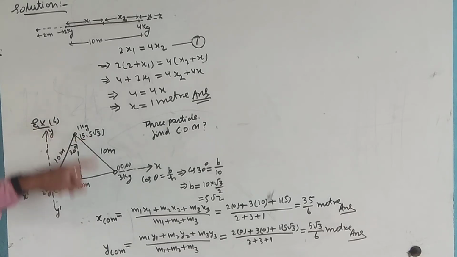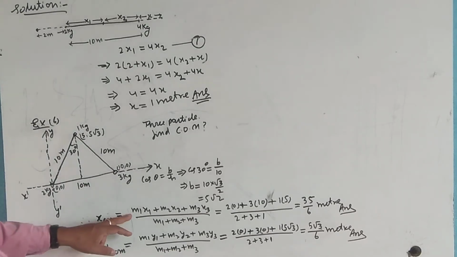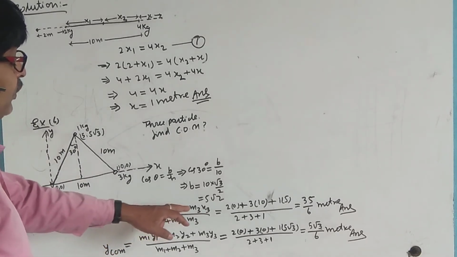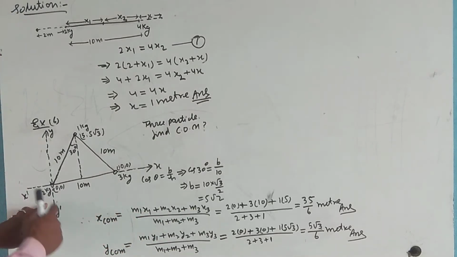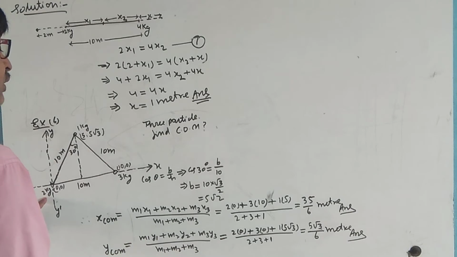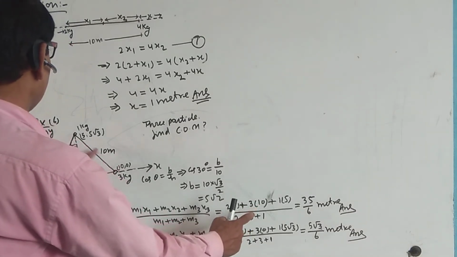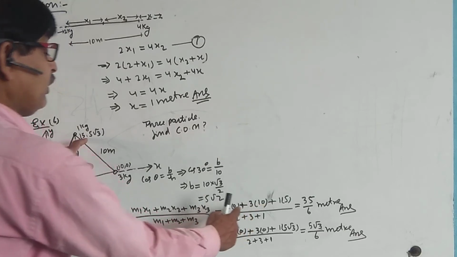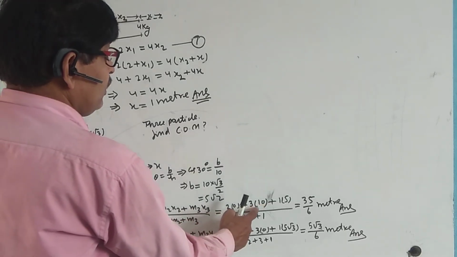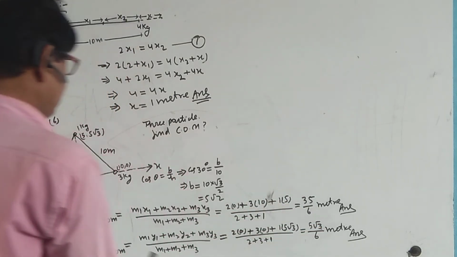Now the x coordinate of center of mass is equal to (m1x1 + m2x2 + m3x3) divided by the total mass. Here, m1 is 2 into 0, plus 3 into 10, plus 1 into 5. In this case, this is 0, 10 times 3 is 30, and 5, so 35 by 6 meter.